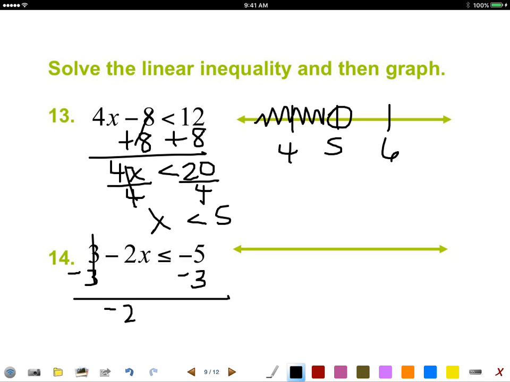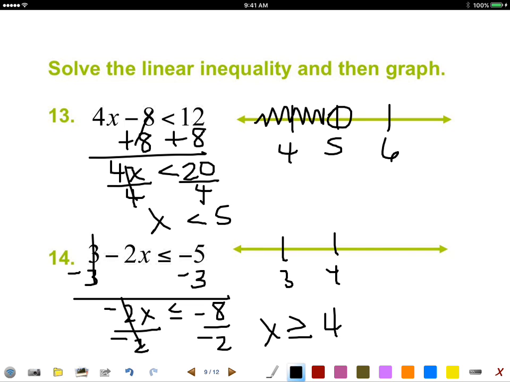Bring down your negative 2x less than or equal to negative 5 minus 3, which is a negative 8. We've got to divide by that negative 2. Now, we're dividing both sides by a negative number, so we have to flip that sign around. And negative 8 divided by negative 2 is a positive 4. Let's put 4 in the middle. Open or closed? Closed. Shade to the right.